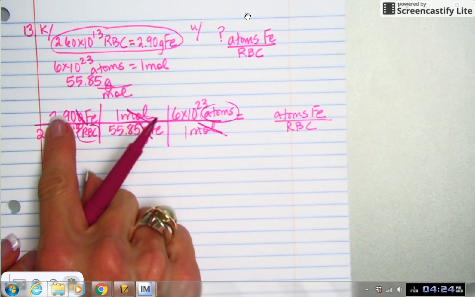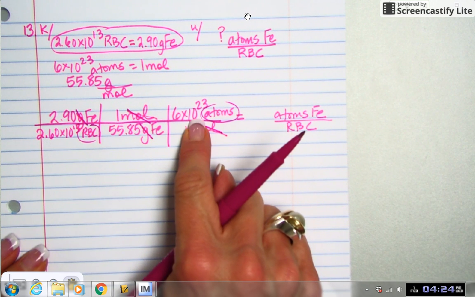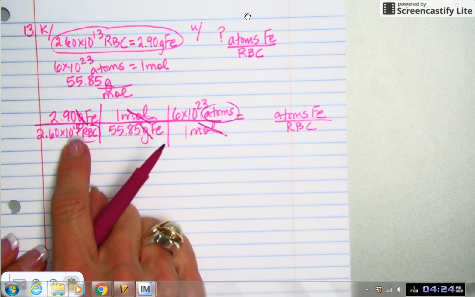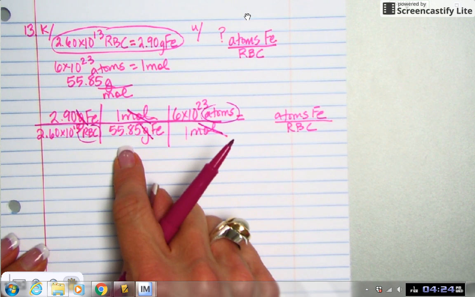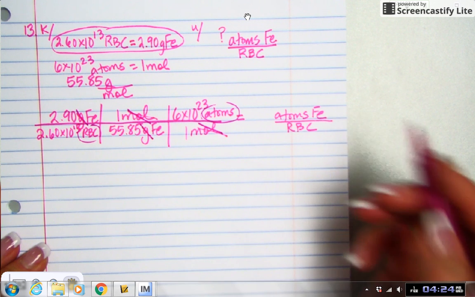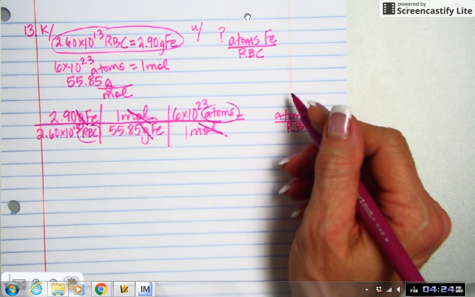So now you're able to multiply 2.90 times Avogadro's number, and then divide by the 2.60 times 10 to the 13th, and then divide by the 55.85. Okay? And you're going to round that so that it has 3 significant figures.